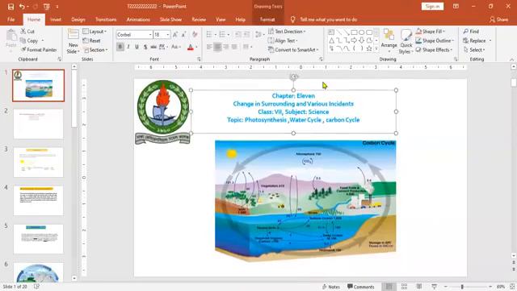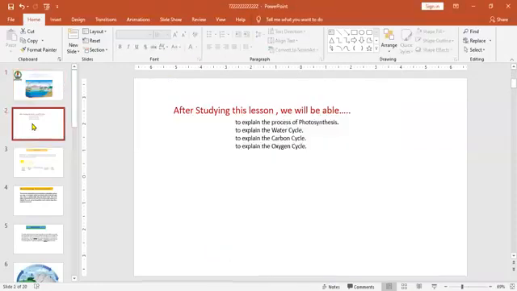Okay, dear students of class 7, I would like to discuss photosynthesis, the water cycle and the carbon cycle. Now we start our lesson. After studying this lesson, we will be able to explain the process of photosynthesis, to explain the water cycle, to explain the carbon cycle, and to explain the oxygen cycle.